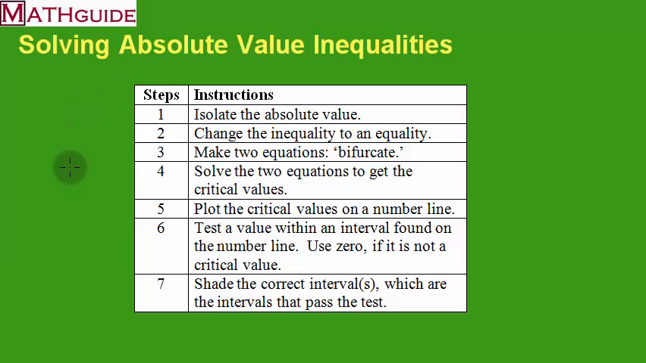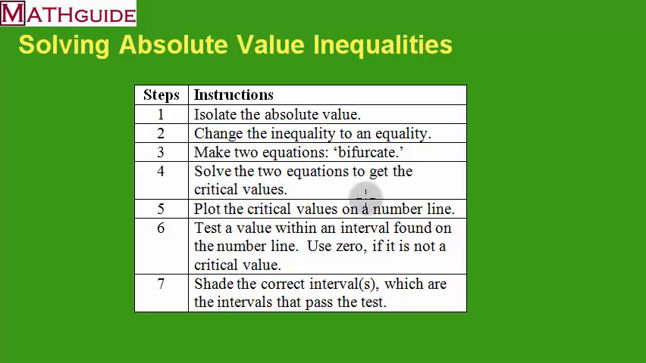One of the most important parts of solving an absolute value inequality, algebraically speaking, is getting the absolute value alone. That's the first step. You've got to do that. Once we get the absolute value alone on one side, all these other steps follow from there, like changing the inequality to an equality. Then we're going to make two equations, which I call bifurcation. And then we're going to solve the two equations to get critical values.